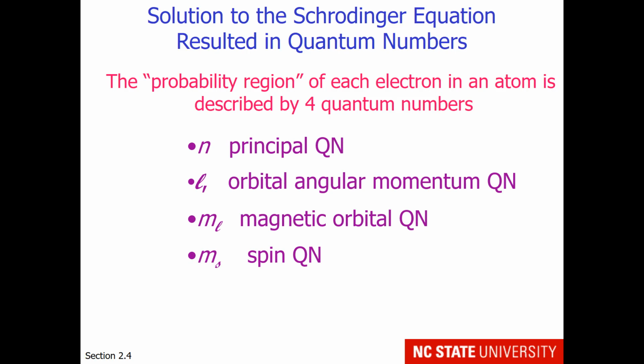So we have n, the principal quantum number, L, the orbital angular momentum quantum number, m sub L, the magnetic orbital quantum number, and m sub S, the spin quantum number.